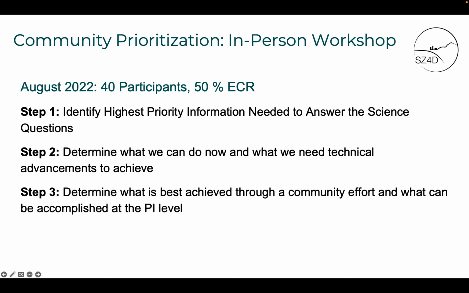Our prioritization happened at an in-person meeting in Maine following a Gordon conference. There were 40 participants at that meeting. We went through the traceability matrices and identified the highest priority information that is needed to answer those questions. Then we asked, what can we already do? And what do we need technical advancements to do? And once we figured out what we actually needed to develop technology to do, we asked, what is best achieved through a community effort? And what can an individual PI do in their own lab?